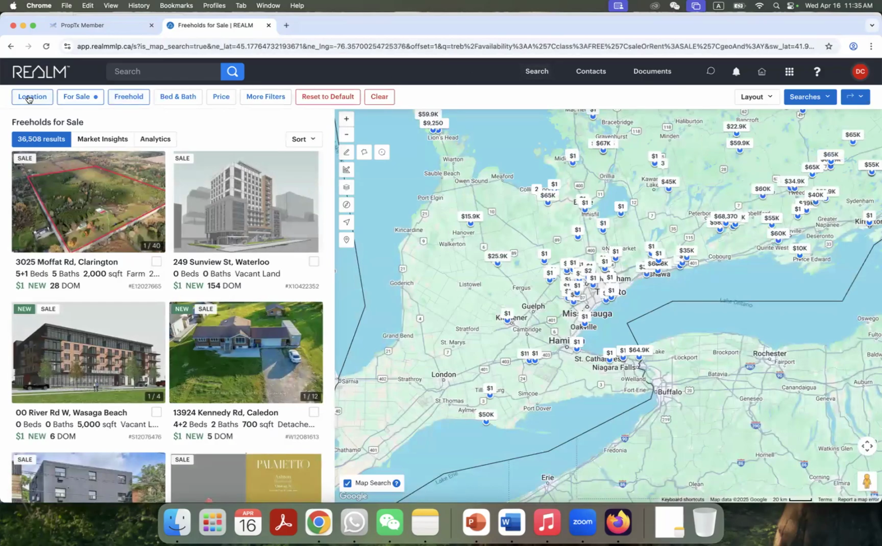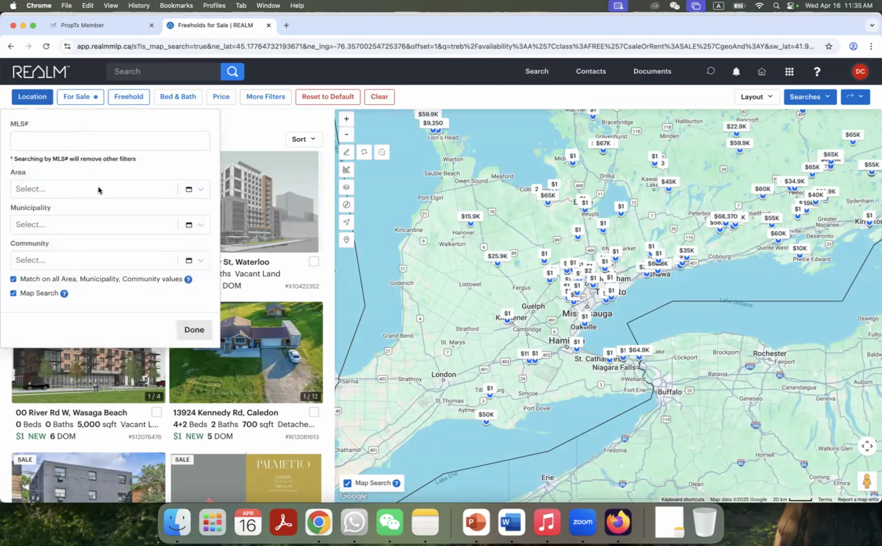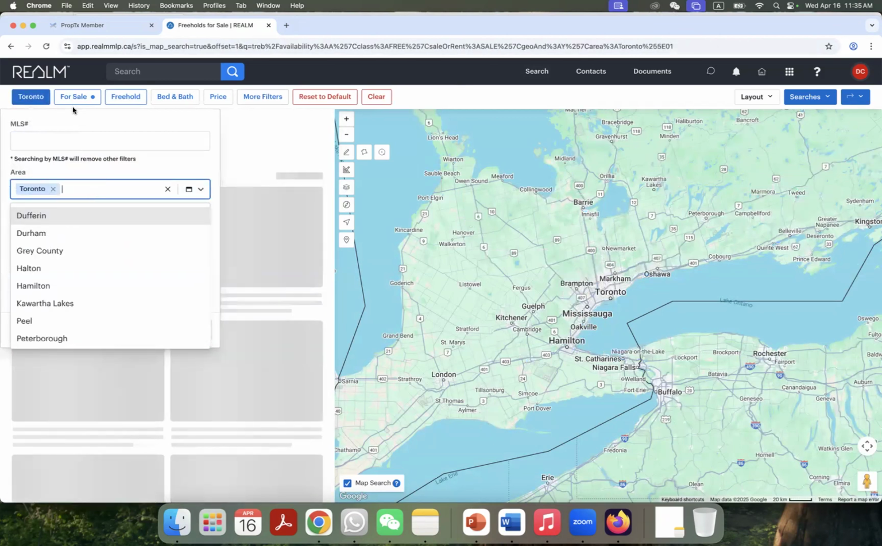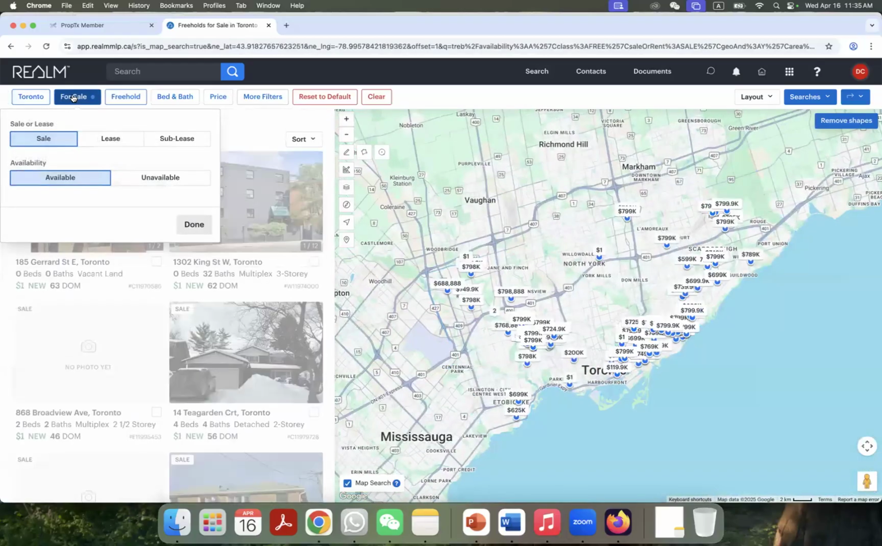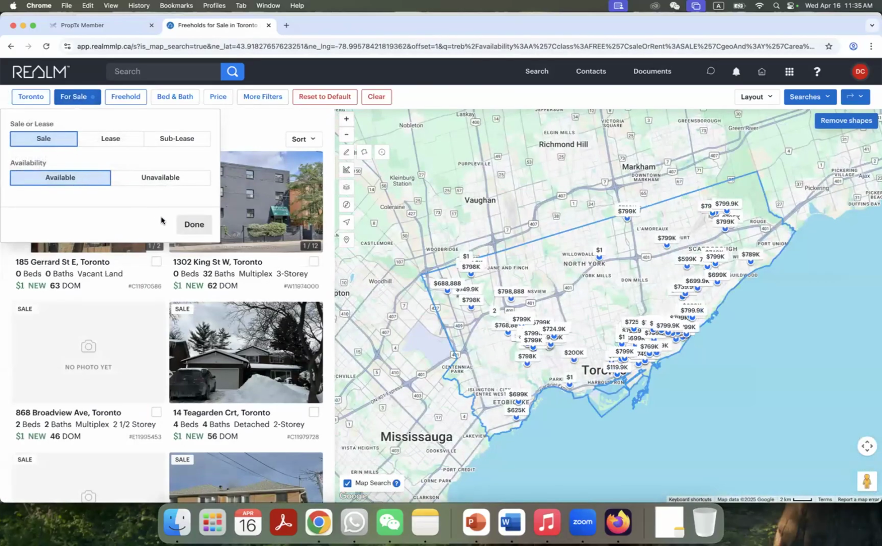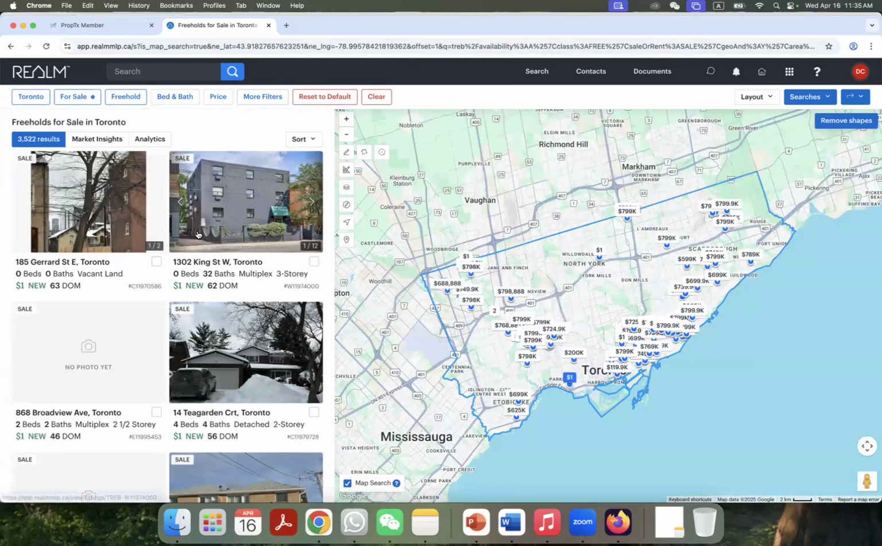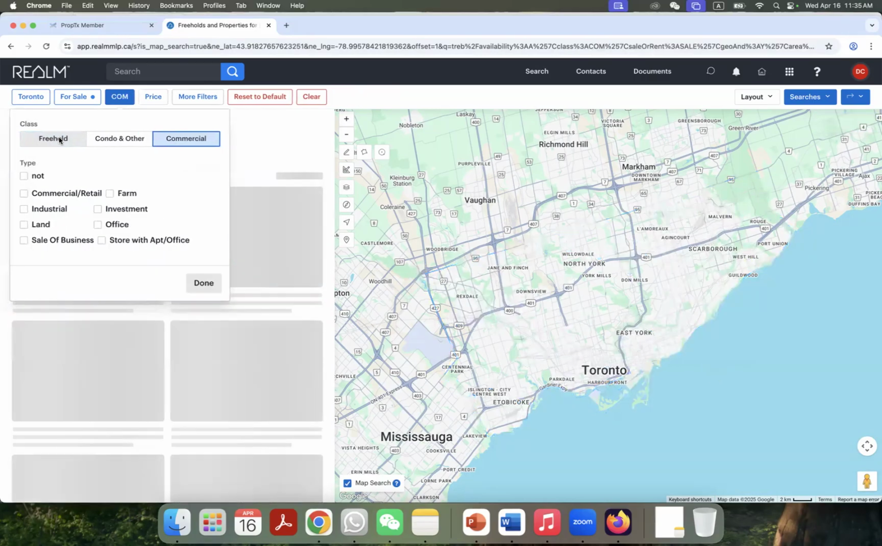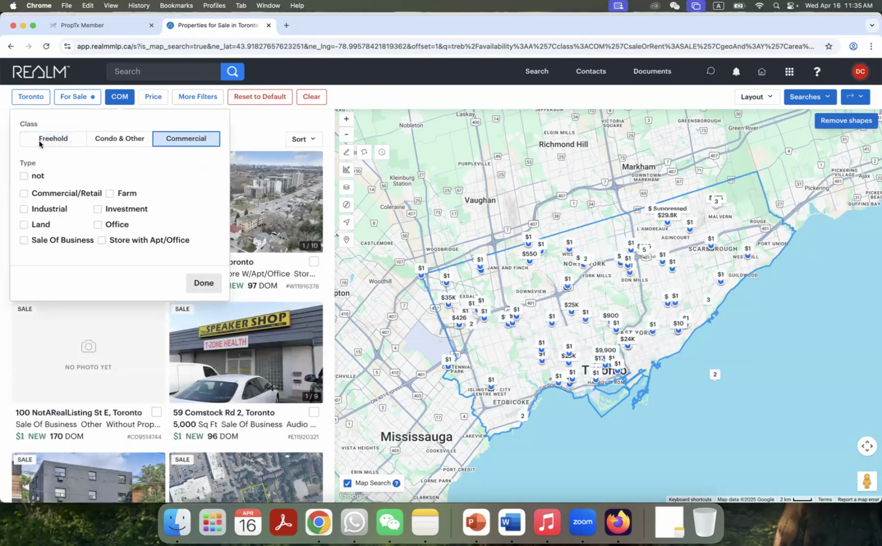Here we see location. I did the location first. Let's do the location, maybe Toronto. And for sale, for sure, it's for sale, available. We only do available. If you want to do some lease, it's a different way, right? That's done. And it's not for freehold. Here, look, we need to do commercial, close the freehold. That's the way I set the category all the time.